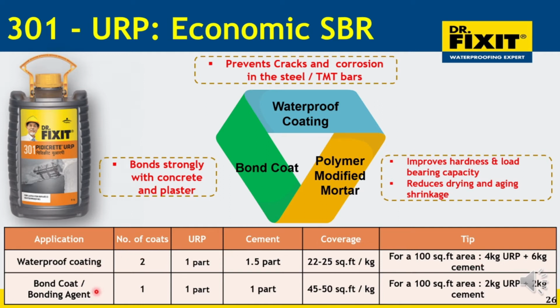Bond coat and bonding agent: the ratio will be 1 coat of bonding coat. The ratio of mixing is 1 part of URP, 1 part of cement, which will give a coverage of 45 to 50 square feet. That is around 100 square feet equals 2 kg of URP plus 2 kg cement. So overall I have given you the importance of SBR, which is also known as 301.